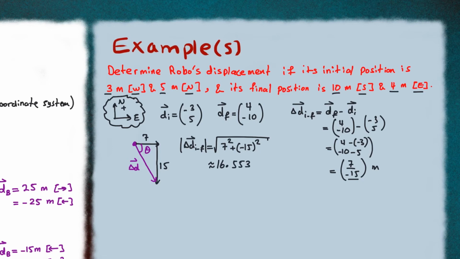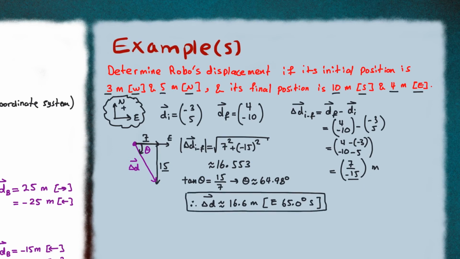And to find the angle, we know it's a right angle triangle, so the opposite to theta is 15 and adjacent is 7, so tan theta is 15 over 7, giving us a theta angle of 64.98 degrees. To write our final solution, the displacement is approximately 16.6 meters, and we start from the east direction, and our angle goes towards the south direction. So it's east 65 degrees south to 3 significant figures.